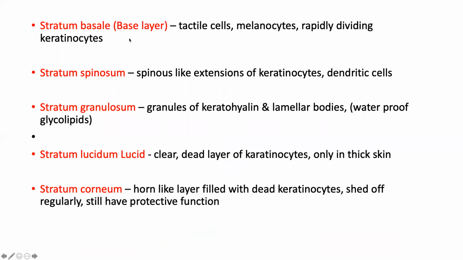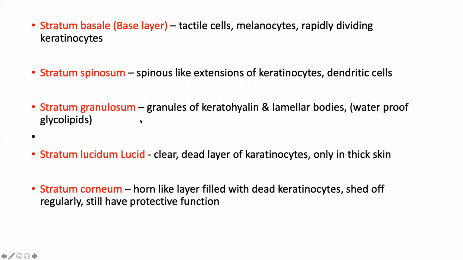Stratum basale, as you saw, is close to the dermal layer, which is rich with blood supply. And therefore, the cells are rapidly dividing in stratum basale. So the keratinocytes are abundant and they are rapidly dividing. They have tactile cells, they have melanocytes. Coming out from the base to the superficial, stratum spinosum, the keratinocytes have spinous process-like, and therefore we call it spinosum.